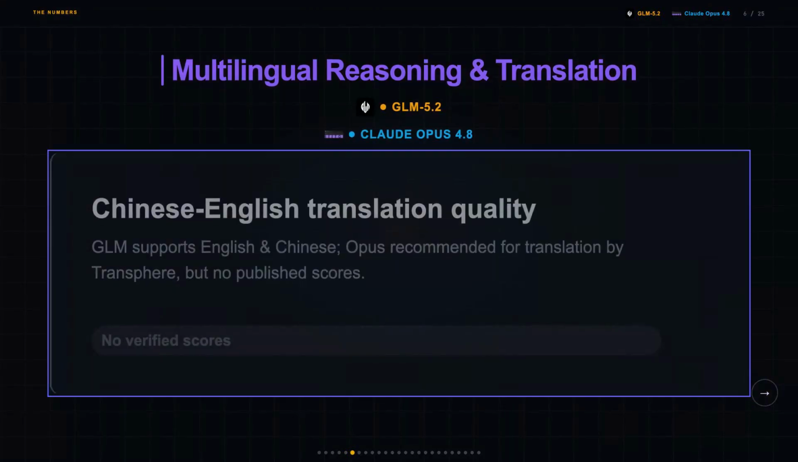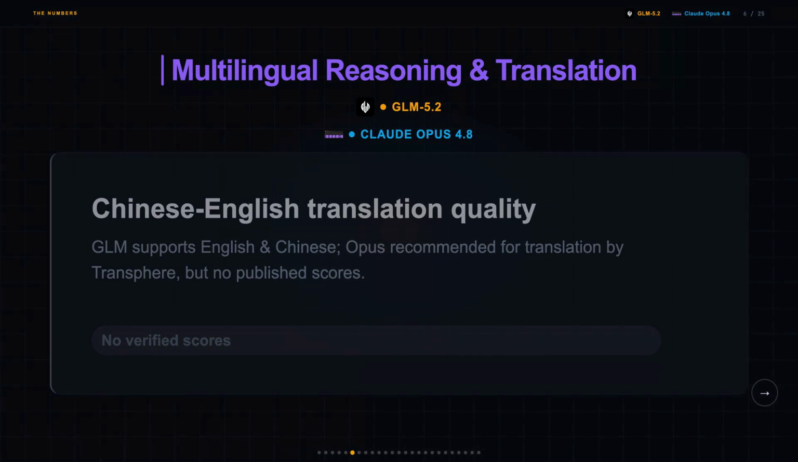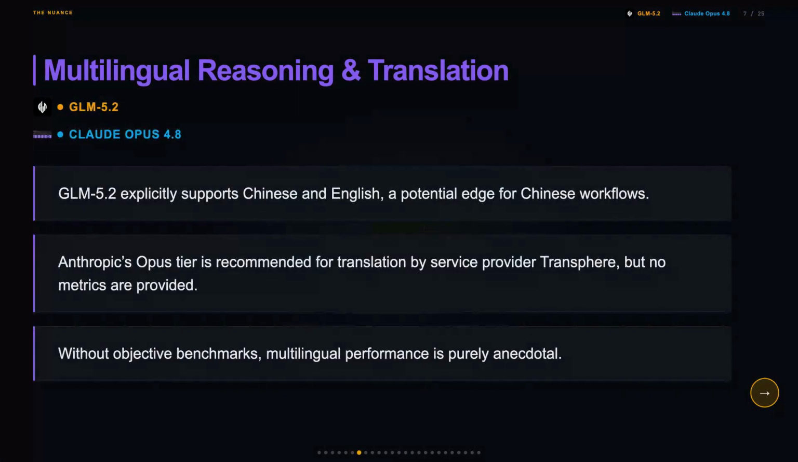What I found here was honestly kind of frustrating. Neither GLM 5.2 nor Claude Opus 4.8 has published multilingual benchmarks. GLM explicitly supports Chinese and English, and Opus gets recommended for translation by a service called Transfer, but there are no actual scores on screen to compare. It's all anecdotal.